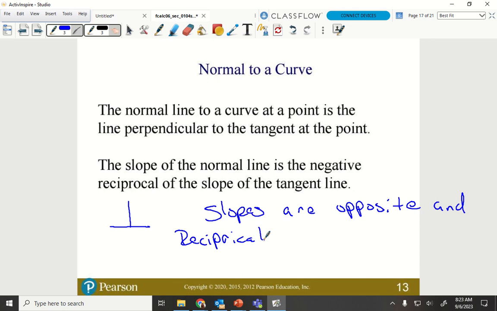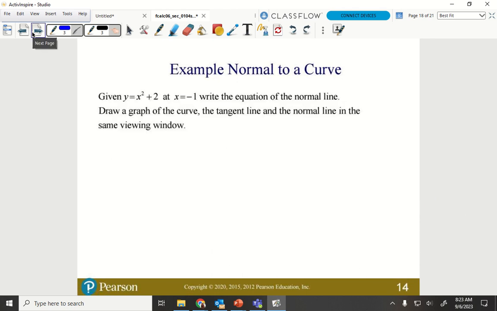Now, the slope of the normal line is the negative reciprocal of the slope of the tangent line, opposite and reciprocal. Okay, example, normal to a curve. Given this, write the equation of the normal line, and draw a graph of the curve, the tangent line, and the normal line in the same viewing window. Okay, so first, we have the equation.